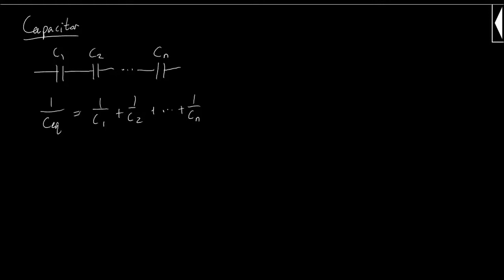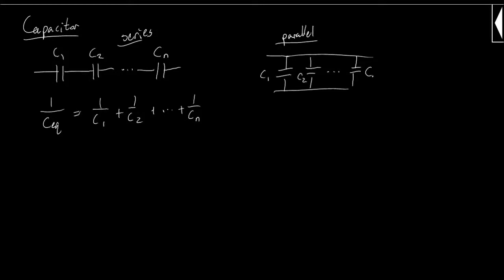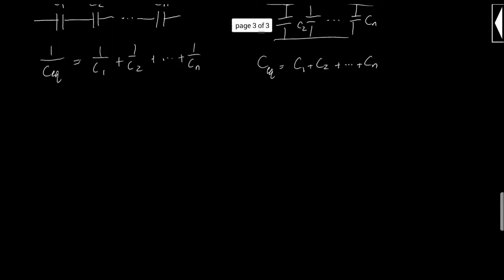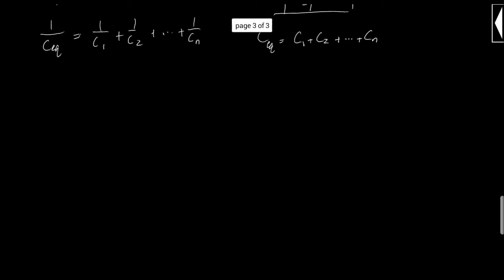Similarly, in parallel, say you have same deal, connect them all in parallel, C1, C2, Cn. In parallel, they're just added up. So that's your equivalent capacitance in parallel. And we can do an example just to solidify this concept.